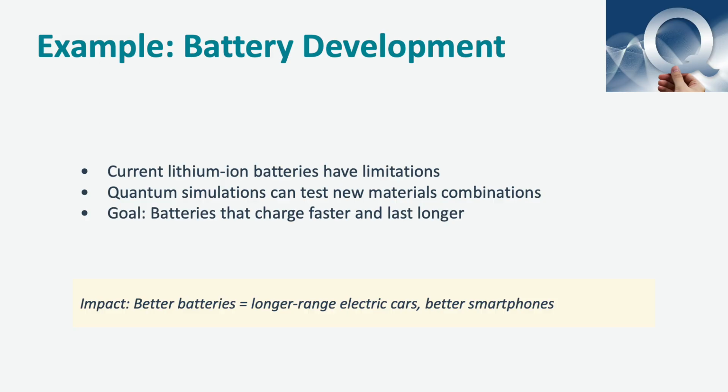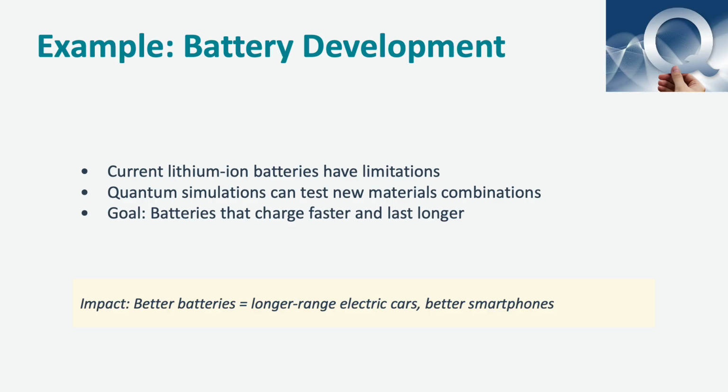Let us focus specifically on battery development to understand the potential impact. Current lithium ion batteries are approaching their theoretical maximum energy density. There is only so much improvement possible with current chemistry. The next generation of batteries might use different chemistries like lithium sulfur, sodium ion, or solid state designs. Each of these alternatives involves complex material science questions.